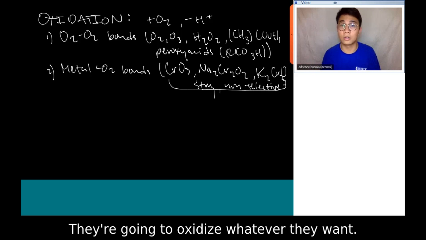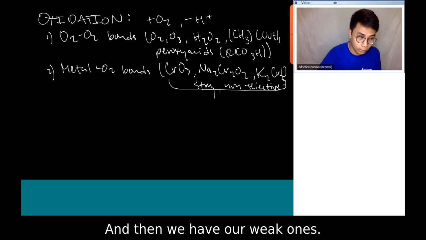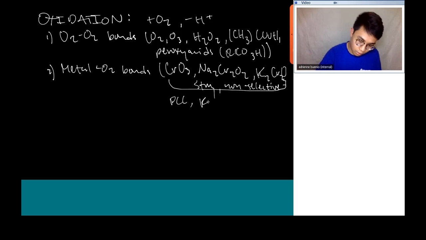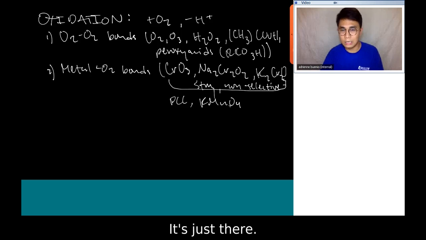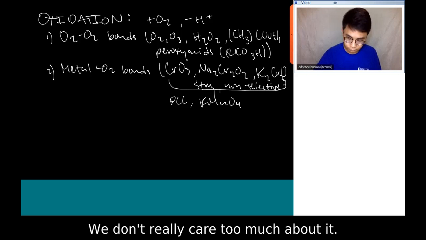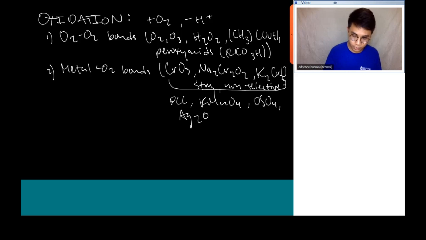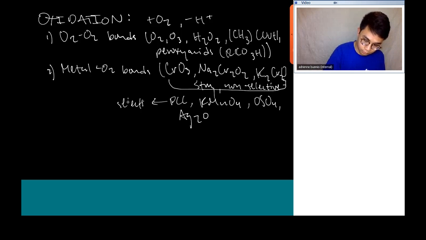So they don't care, right? They're strong. They're gonna oxidize whatever they want. They're gonna oxidize everywhere. And then we have our weak ones. PCC is selective, and then we have KMnO4. We saw this before. This is probably the most common one. It just oxidizes. We don't really care too much about it. OsO4, Ag2O. Right. So out of that, PCC is selective.